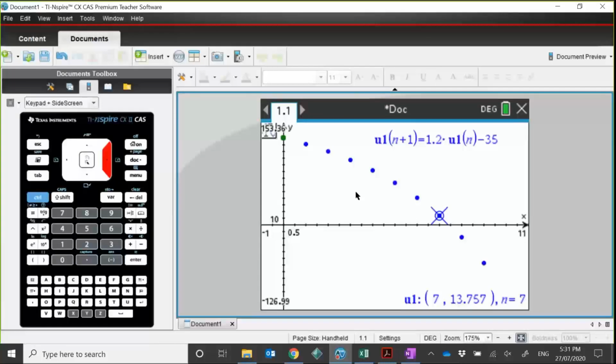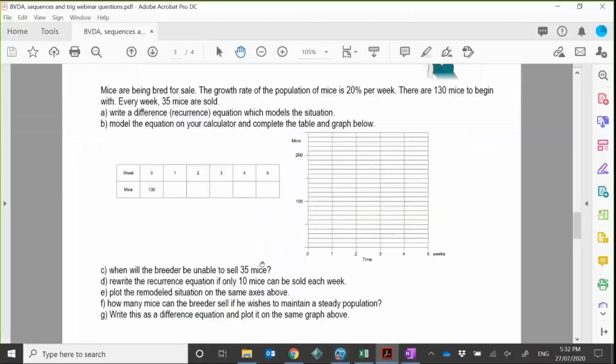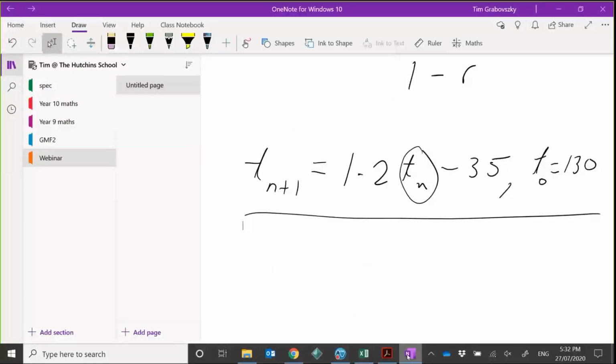So what's going to happen? In week 7, you cannot sell 35 mice anymore because you've only got 14 mice to start with. Okay, so the answer to part C, week 7. Part D, rewrite the recurrence equation if only 10 mice can be sold each week. Okay, so all that is going to happen there, you are now going to change that 35 to the number 10 because you can only sell 10 mice per week.